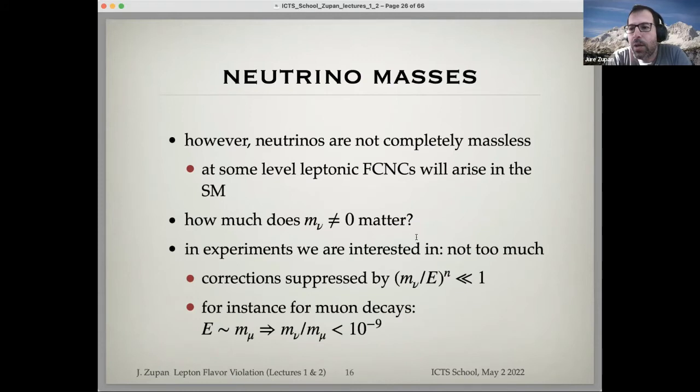Well, in these experiments that we'll be interested in, so the case of tau and muon, it's a small correction. Why? Because it should enter as the sum of neutrino mass over the energy released to some power. Now, if I take, let's say, the upper bound of the neutrino mass divided by the muon mass, it's already a small number, smaller than 10 to the minus 9. So you see that all this correction will be extremely small.